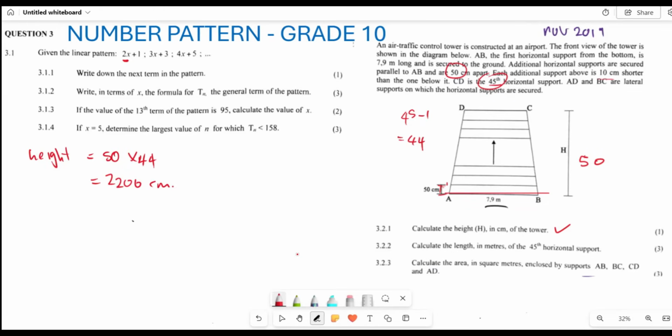Now, what else are we going to have here, right? Now, let's look at something. From here, they are saying calculate the length of the 45th horizontal support, right? Now, what is going to be the length of the 45th support? What is it then that you are going to have from here, for example? So in order for us to calculate the length, what is the best thing that you're going to do?